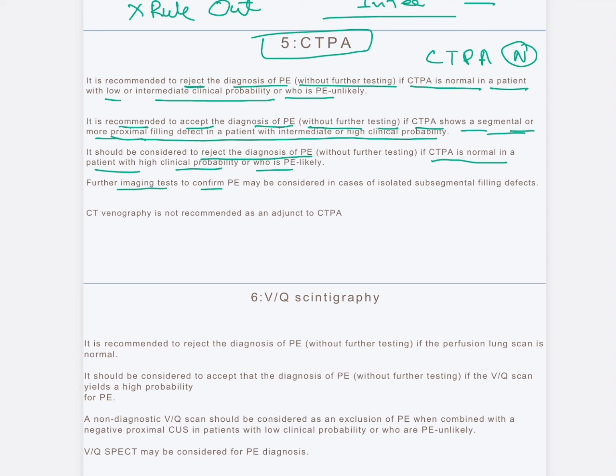Further imaging tests to confirm PE may be considered in case of isolated subsegmental filling defects. If there are isolated subsegmental defects, then you can do further imaging to confirm the diagnosis. CT venography is not recommended as an adjuvant to CTPA, so there is no need to do CT venography.